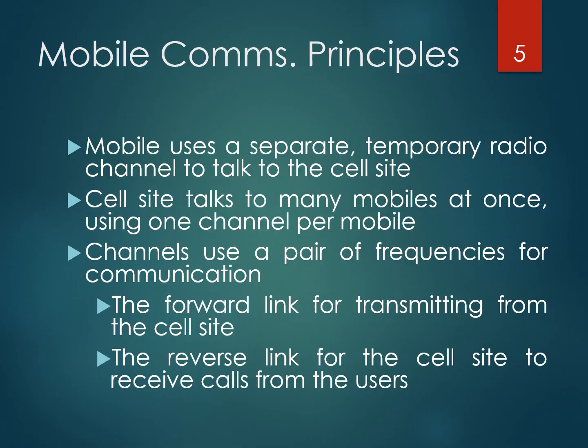The mobile uses separate temporary radio channels to talk to the cell sites. Each and every user is allotted two links: one forward link, by which the user is connected to the base station, and from the base station the user receives the signals, that is the reverse link. So each user is allotted a pair of frequencies for communication.